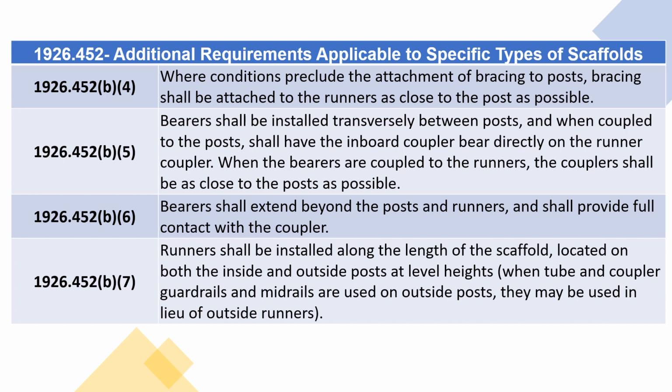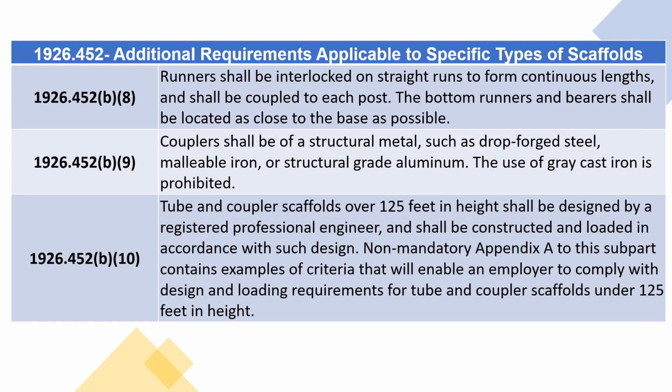1926.452 B7. Runners shall be installed along the length of the scaffold, located on both the inside and outside posts at level heights. When tube and coupler guardrails and midrails are used on outside posts, they may be used in lieu of outside runners. 1926.452 B8. Runners shall be interlocked on straight runs to form continuous lengths, and shall be coupled to each post. The bottom runners and bearers shall be located as close to the base as possible.